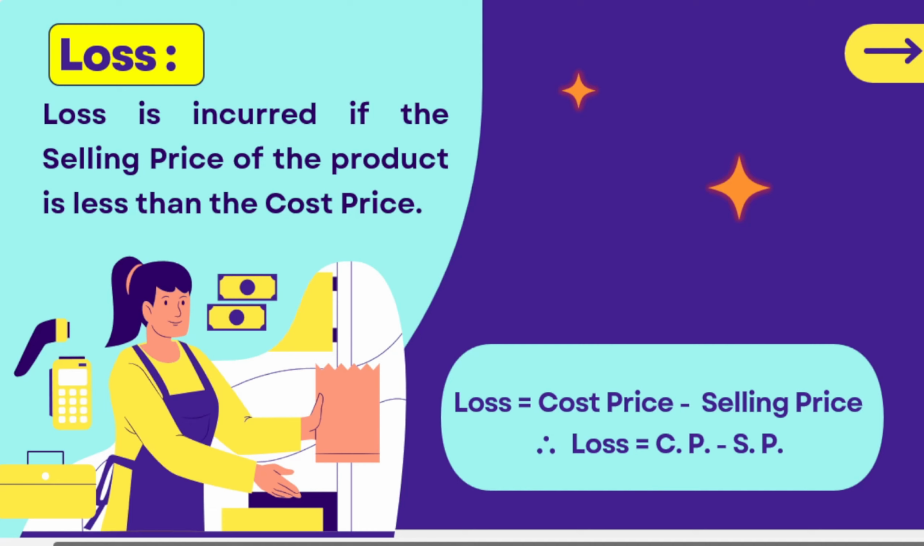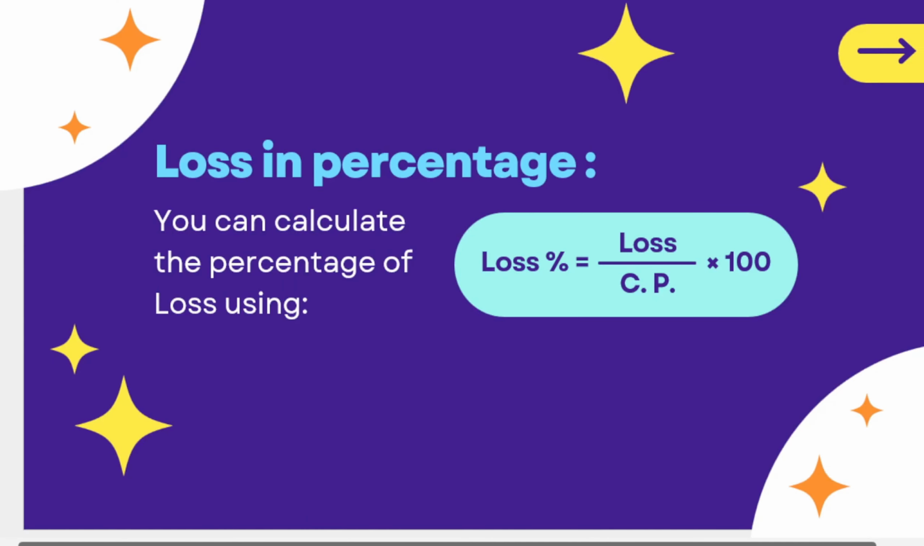Let us now go to our next topic on how to calculate loss in percentage. As explained earlier also, the profit or loss is always calculated on the basis of the cost price. Therefore, loss in percentage is calculated as actual loss in terms of rupees or any other currency divided by the cost price and multiplied by 100.